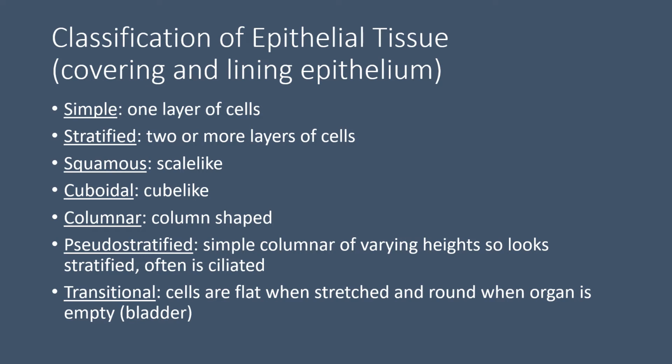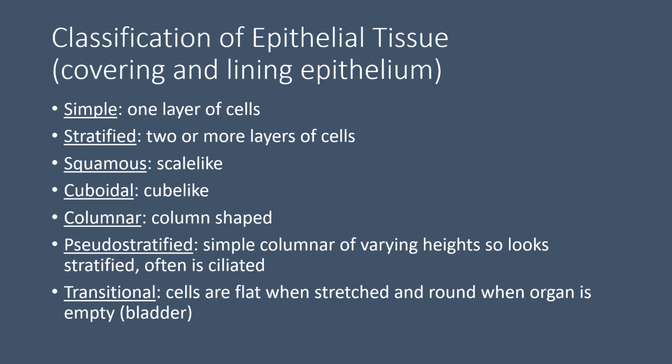Now, with anything, you can have some variations within that. And so there are some that are known as pseudostratified. These are simple columnar, so they're rectangular, but of varying heights. So it looks like it's multi-layered, but it's really only one single layer. So we call it pseudostratified. Oftentimes these will also be ciliated, so on that free open surface, they have cilia attached to them.